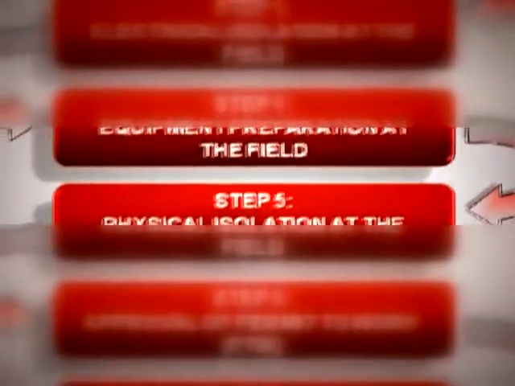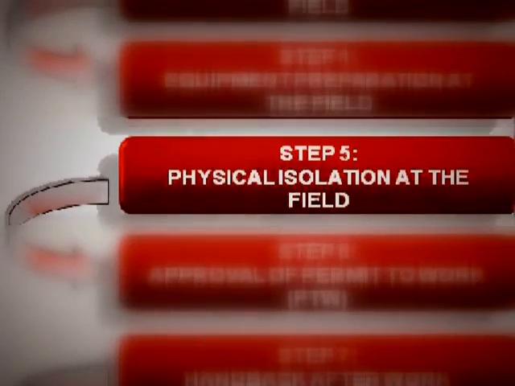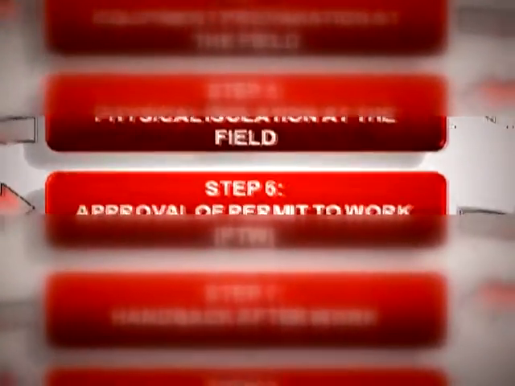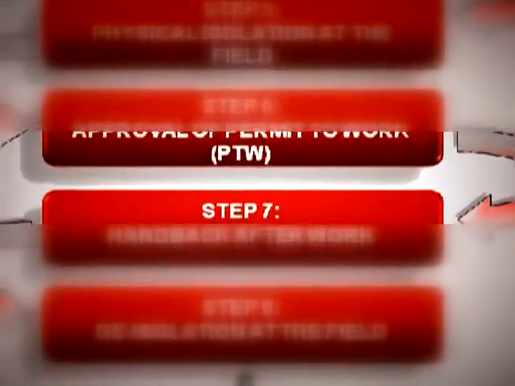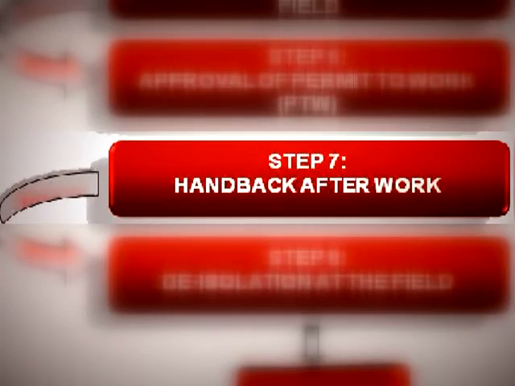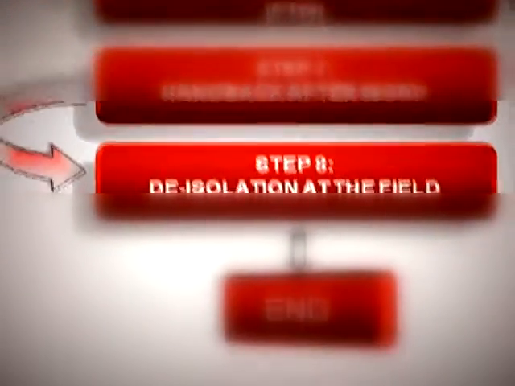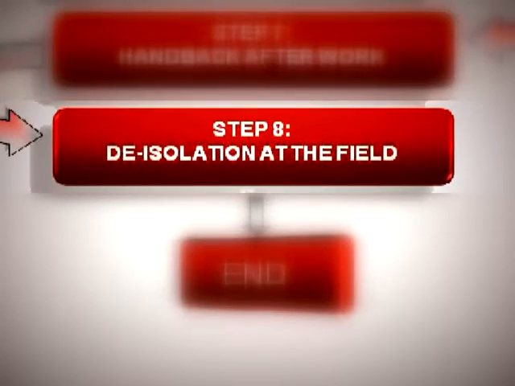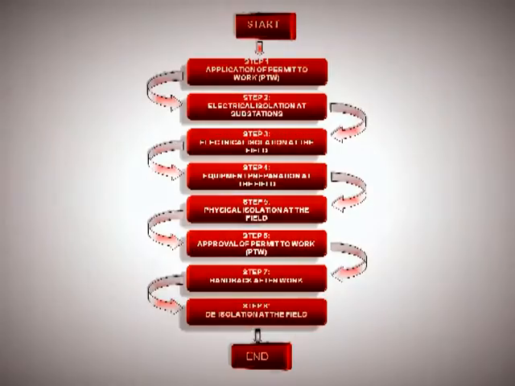Step 5. Physical isolation at the field. Step 6. Approval of permit to work, known as the PTW. Step 7. Hand back after work completion. And finally, Step 8. De-isolation at the field. Now let us begin with Step 1.